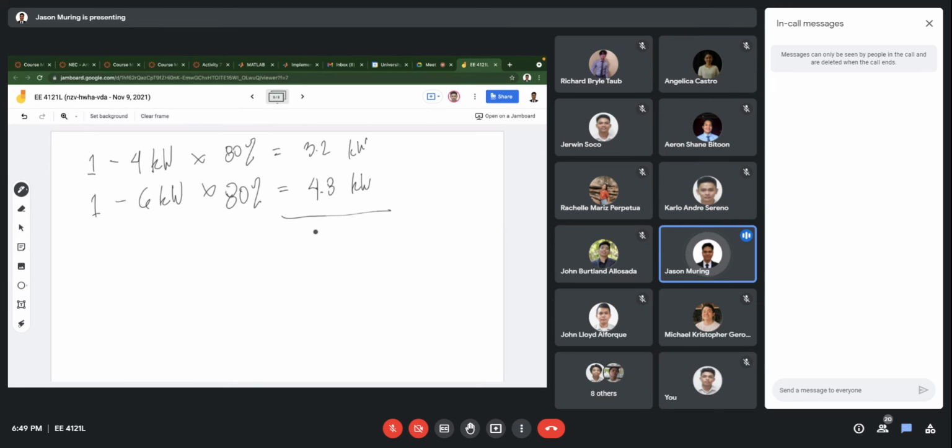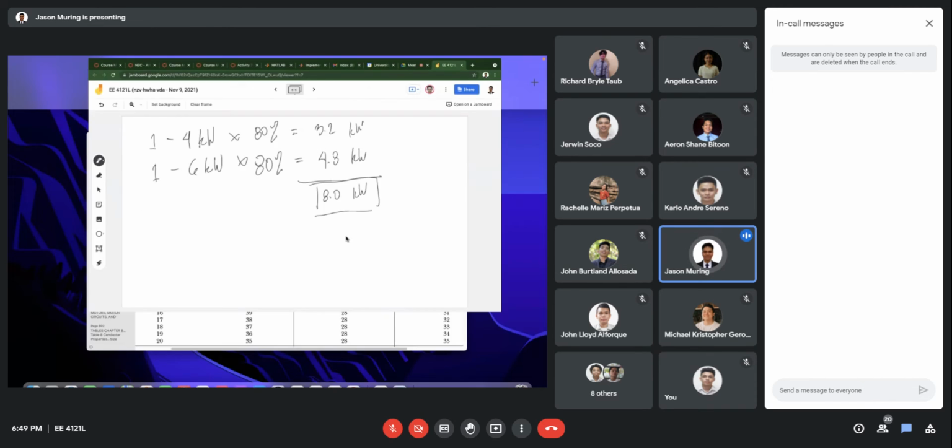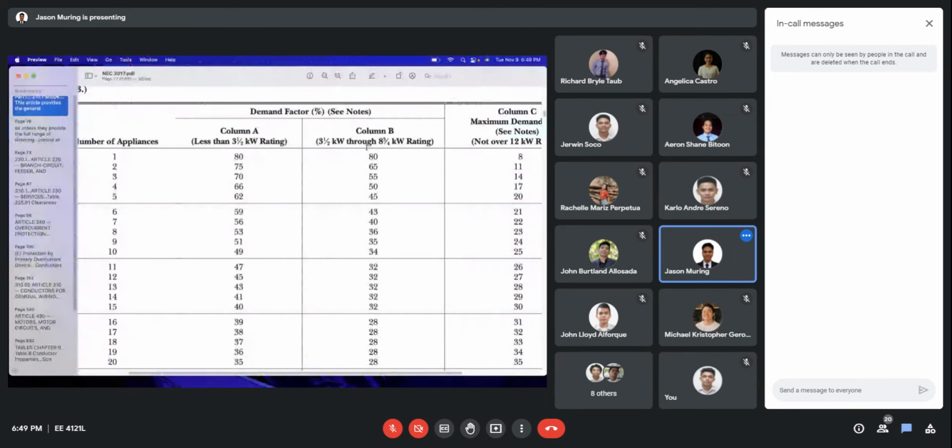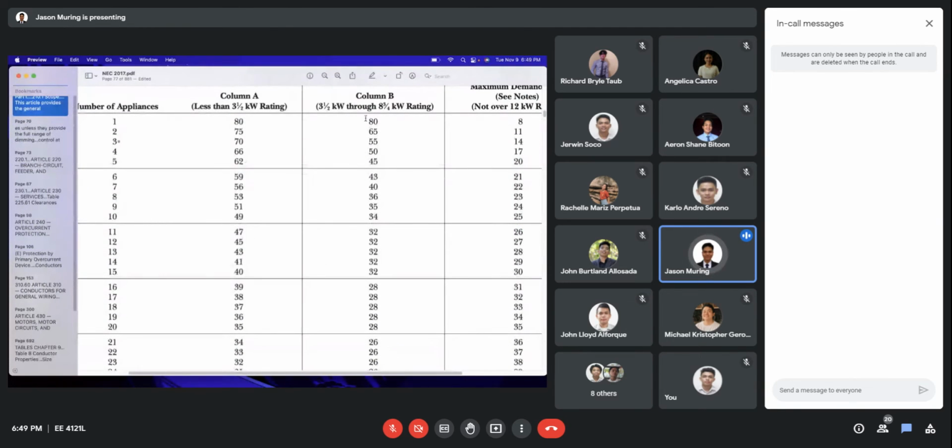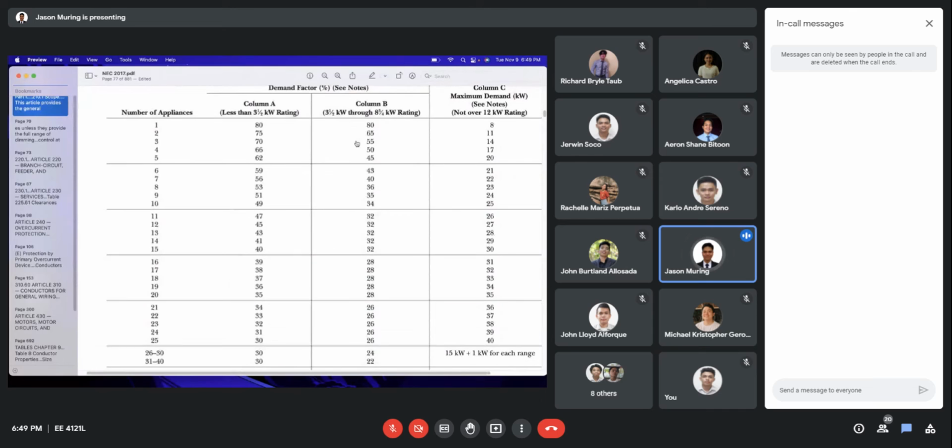Okay, so in total, I have a value of 8 kilowatts. So this is the result if we are to apply column B. But again, this is not the only possible way of doing this.